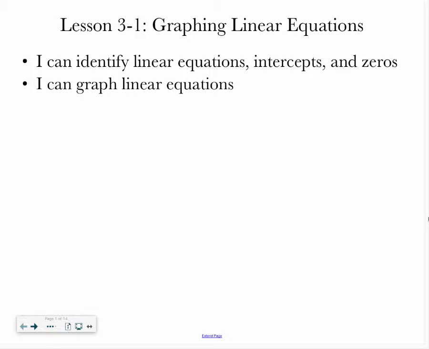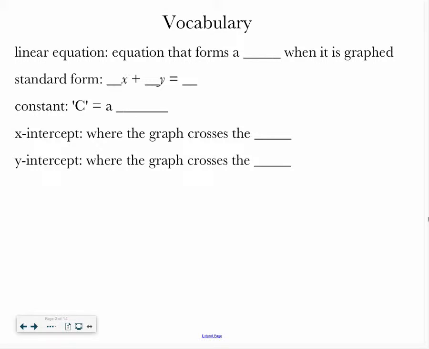Hello class, welcome to lesson 3.1, which is all about graphing linear equations. By the end of this lesson, you should be able to identify linear equations, intercepts, and zeros. You should also be able to graph linear equations. So let's start out with some vocabulary.